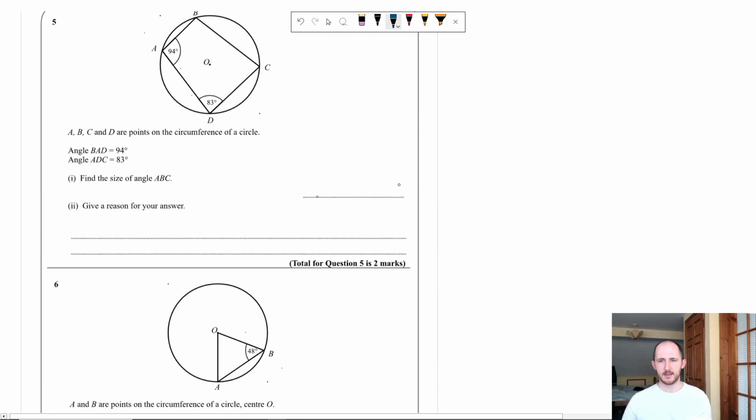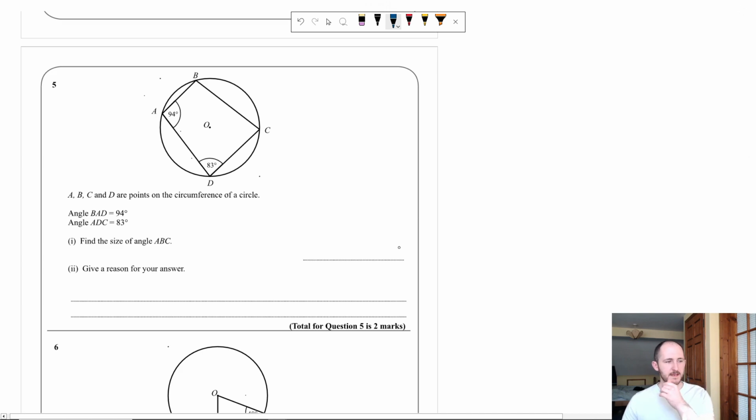Perfect. Let's keep going. This next one says A, B, C, and D are points on the circumference of a circle. And it tells me that this angle and this angle, find the size of angle ABC. Now, if you notice, all four corners, all four vertices, are on the circumference of a circle. All four of them have to be, which means it is a cyclic quadrilateral.